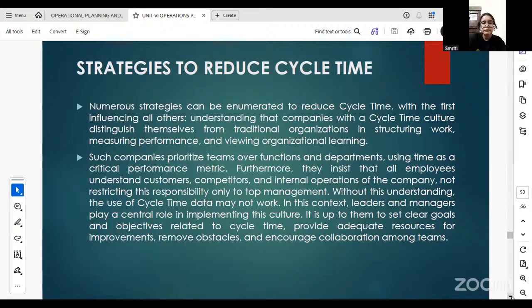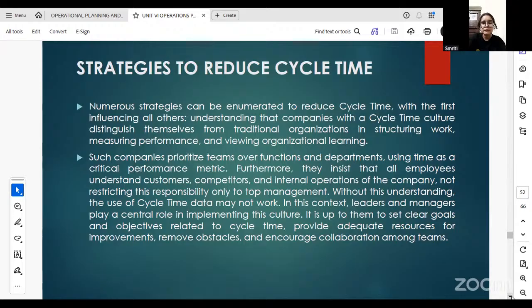Understanding that companies with the cycle time culture distinguish themselves from traditional organizations in structuring work, measuring performance, and viewing organizational learning. Such companies prioritize teams over functions and departments, using time as a critical performance metric. Furthermore, they insist that all employees understand customers, competitors, and internal operations of the company, not restricting this responsibility only to top management. Without this understanding, the use of cycle time data may not work.